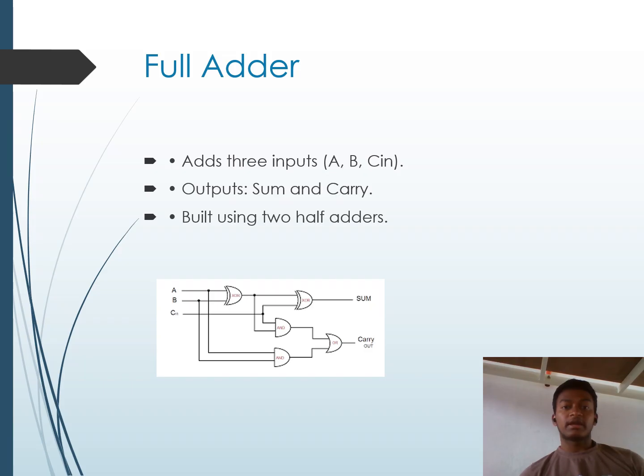This makes it possible to add binary numbers that are more than one bit long by connecting multiple full adders in a chain. For example, a 4-bit adder is built by cascading four full adders. This circuit is the heart of arithmetic logic units in processors, making it one of the most important combinational circuits.